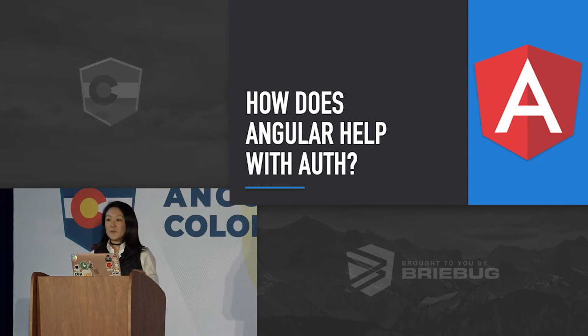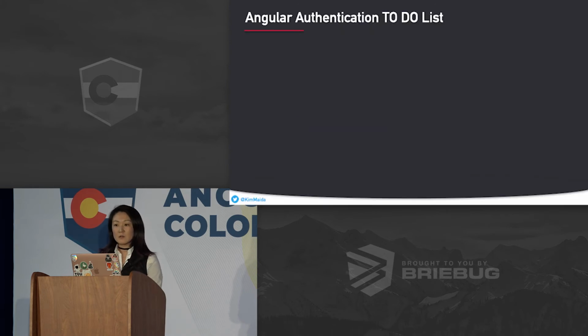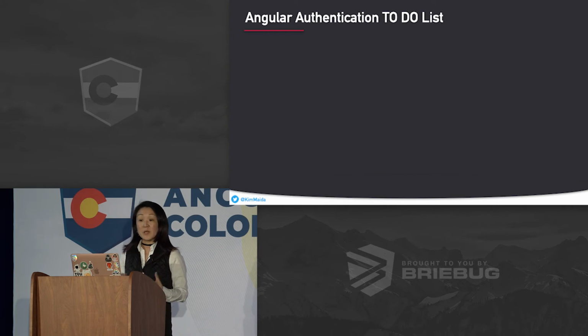So let's assume for the next sort of half of the talk that you are using token-based authentication. And I want to sort of shift gears and talk about how Angular as a platform helps with authentication. We can do this by creating sort of a to-do list. And I don't mean I'm going to stand up here and sort of live code a to-do list. These are just things that we need to be able to handle when we're doing auth with Angular.